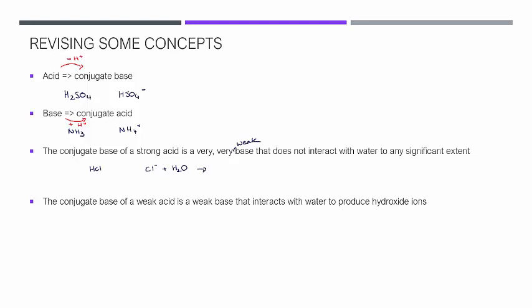Now on the other hand, an example of a weak acid would be acetic acid. Its conjugate base is the acetate ion. And when I put the acetate in water, it does interact with the water to produce molecules of acetic acid and hydroxide ions.